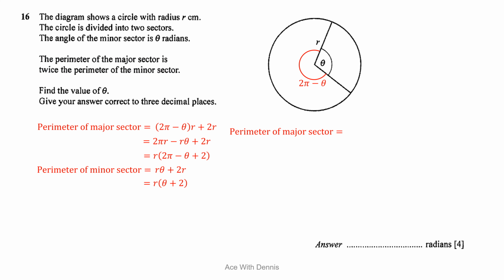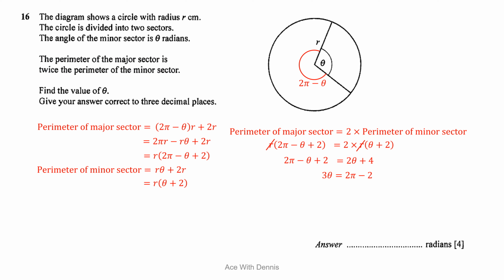Now, the perimeter of the major sector equals 2 times the perimeter of the minor sector. Then we substitute: the perimeter of the major sector is r bracket 2 pi minus theta plus 2 equals 2 times r bracket theta plus 2. Then we can cancel the r. We get 2 pi minus theta plus 2 equals 2 theta plus 4.